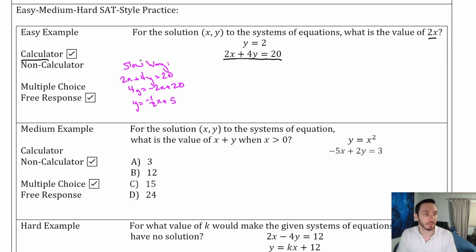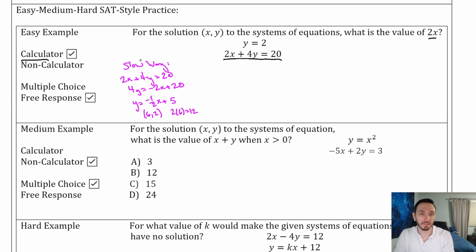So we end up getting a solution of 6 comma 2, and our x value is 6, so 2 times 6 is 12. This is the slow way, which is fine. But we can try to be clever. In a lot of calculator-based situations, the calculator is a bit of a trap. It helps you more than it hurts you if you're leaning too heavily on it, because a lot of our kids do that in the classroom.